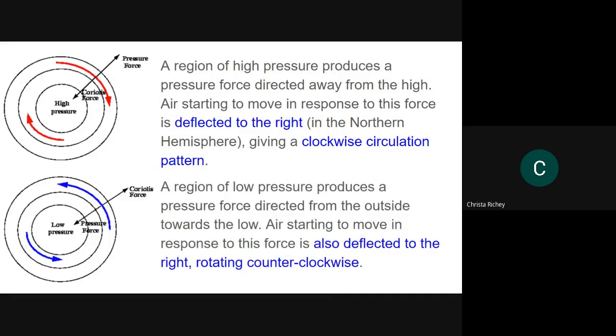Both of them do have a deflection to the right because they're in the northern hemisphere. If we were in the southern hemisphere, everything's reversed, but a low pressure still pulls in and a high pressure still pushes out. It's just the arrows are all reversed, but you're still in the northern hemisphere, so we still have a deflection to the right. Once again, southern hemisphere just invert everything.